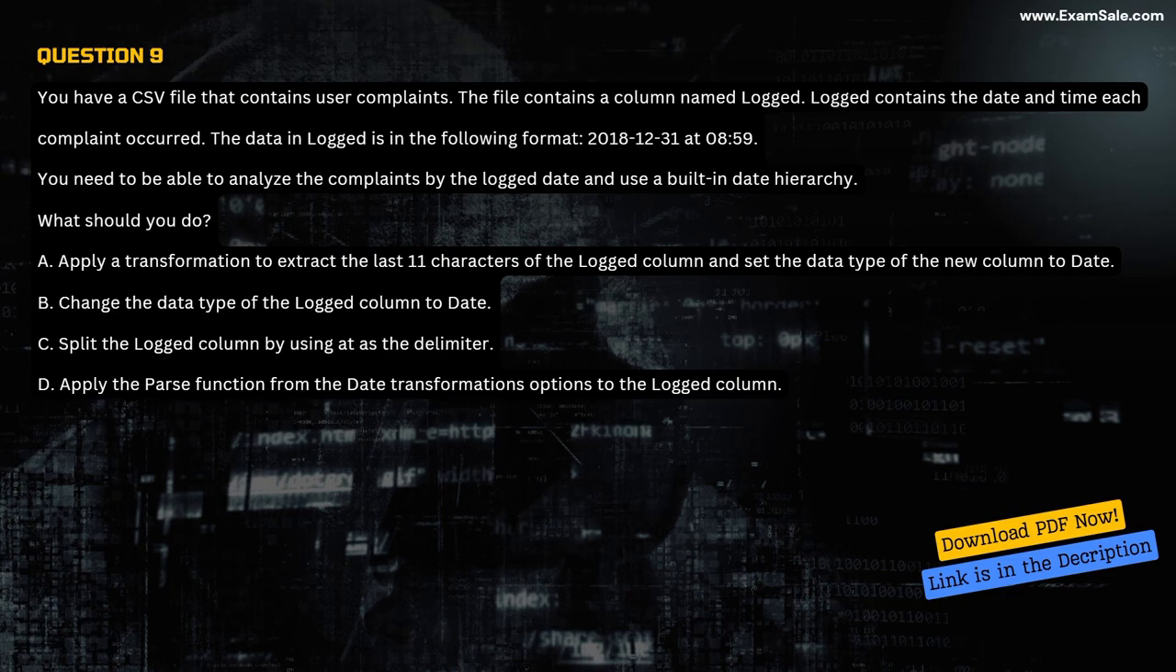A. Apply a transformation to extract the last 11 characters of the logged column and set the data type of the new column to date. B. Change the data type of the logged column to date. C. Split the logged column by using add as the delimiter. D. Apply the parse function from the date transformations options to the logged column.